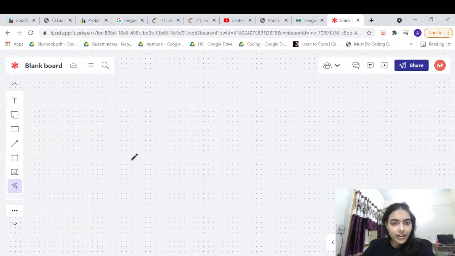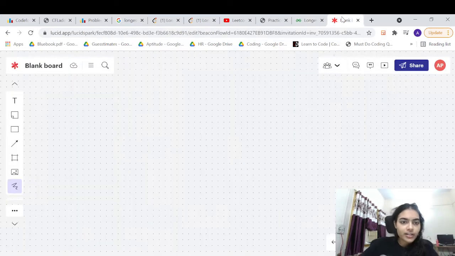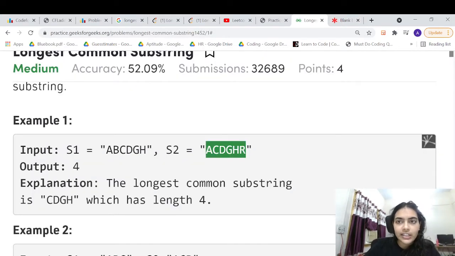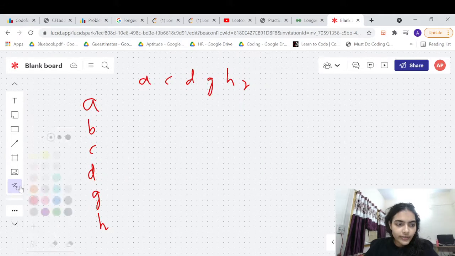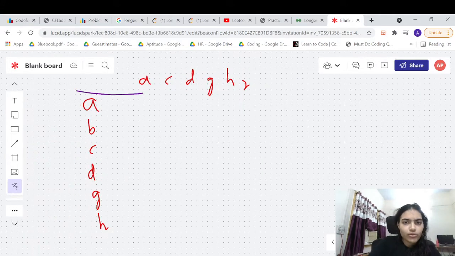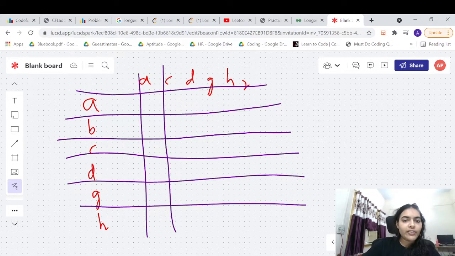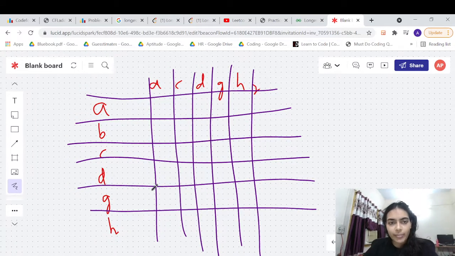Let's try to understand this using this example. ABCDGH and ACDGHR: A, B, C, D, G, H and A, C, D, G, H, R. To solve this problem, we'll draw the DP matrix. So let me quickly draw the matrix. These types of problems are similar. For example, longest common subsequence can also be solved in this way, but there is a little modification. We'll discuss that.